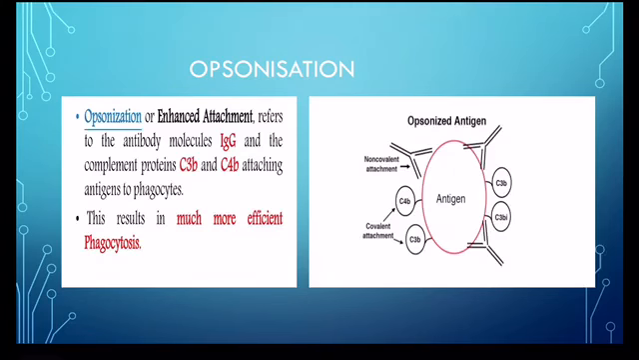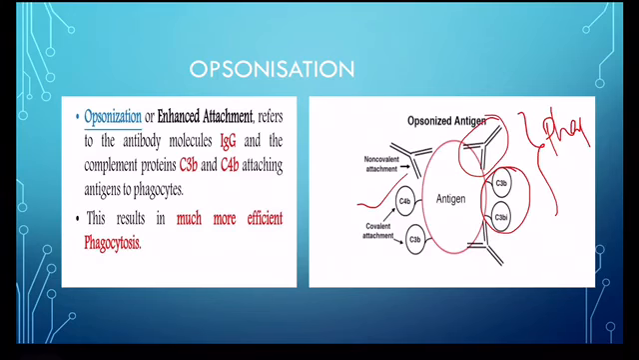So the killing is more efficient than with phagocytosis alone. This enhancement of phagocytosis is called opsonization. Here in this picture you can see an opsonized antigen, which is bound to an immunoglobulin, and these are the C3b and C4b, which can bind to the antigen. This is called an opsonized antigen. This binds to the phagocytes, so that leads to the enhancement of phagocytosis. This is called opsonization.